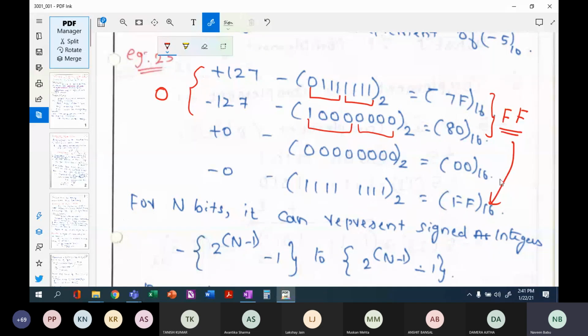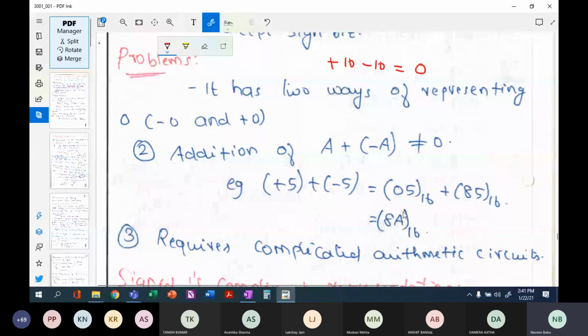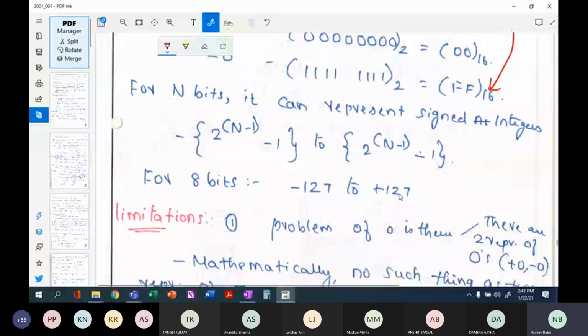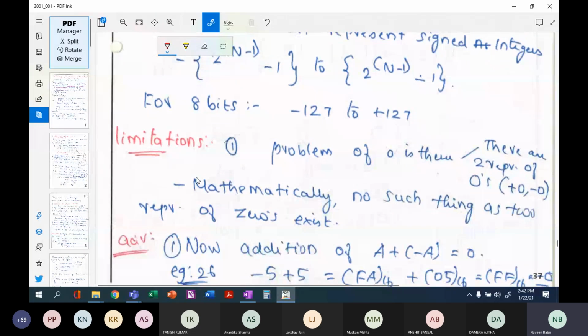So that is fine. The previous disadvantage which we had, when we add, it was not getting 0 here. But here we are getting an equivalent to 0. But the disadvantage here is we still have the same problem of representing plus 0 and minus 0. In general, they can be represented in the same way from minus 2 power n minus 1 plus 1 to 2 power n minus 1 minus 1. So in case of 8 bits, it is from minus 127 to plus 127. So the problem of 0 still persists here, right? So there are two zeros here representing plus 0 and minus 0.